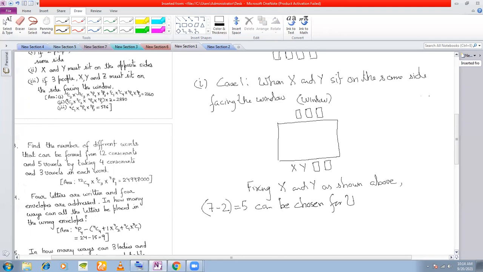For the two remaining seats facing the window, in how many ways? These two seats remain, right? And how many people remain? 5. So for these two seats, you can choose in how many ways? 5C2 ways, right?